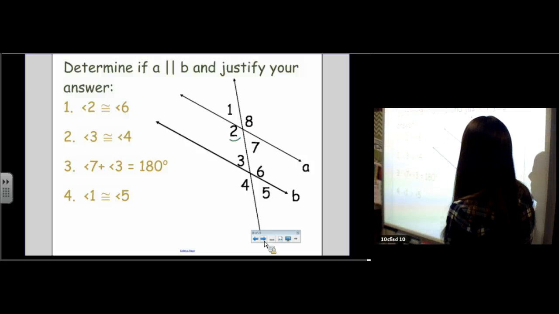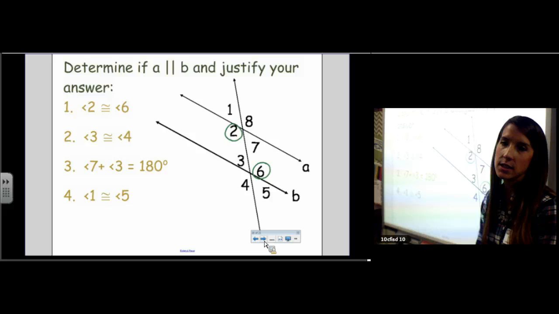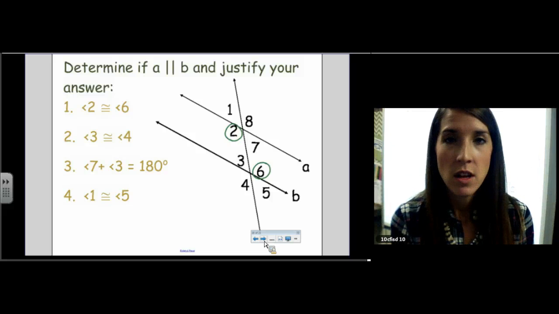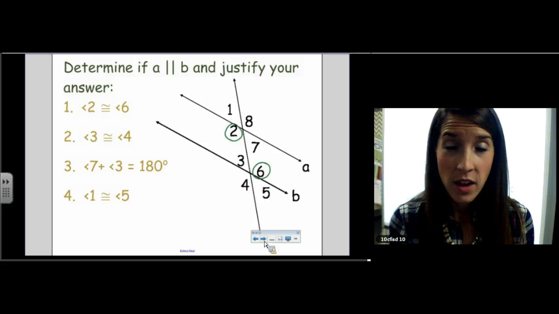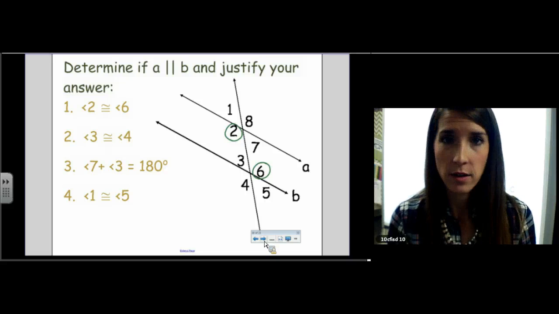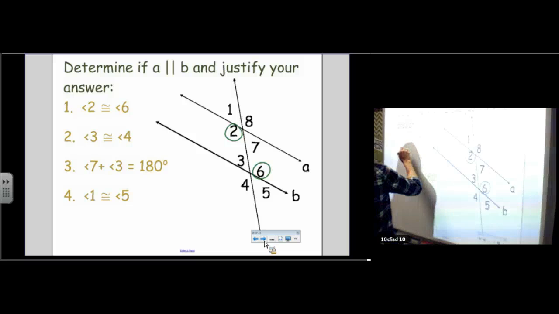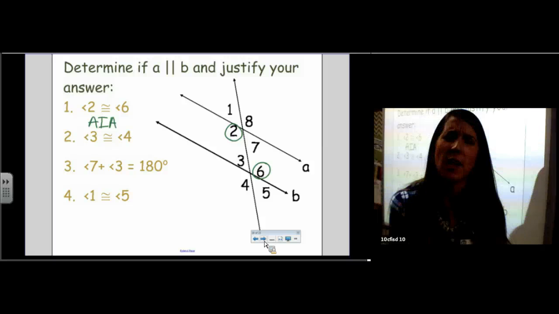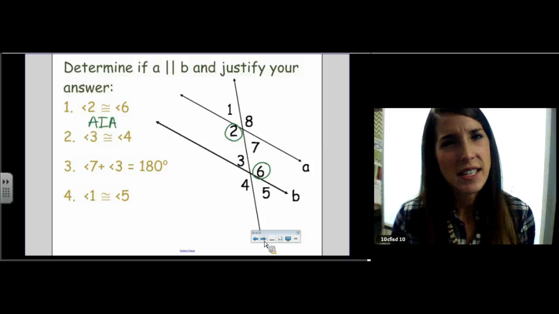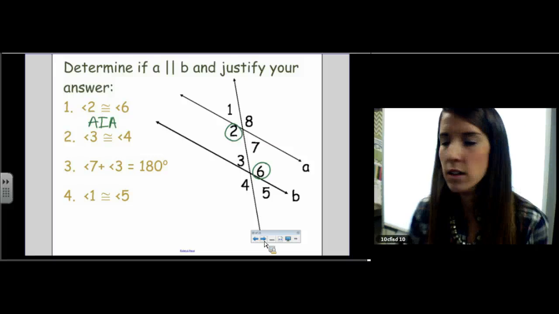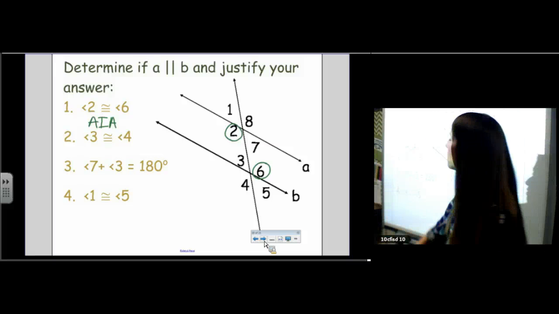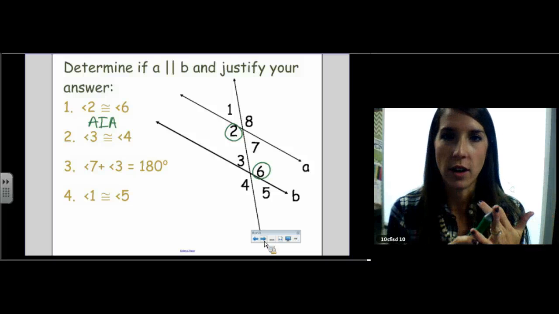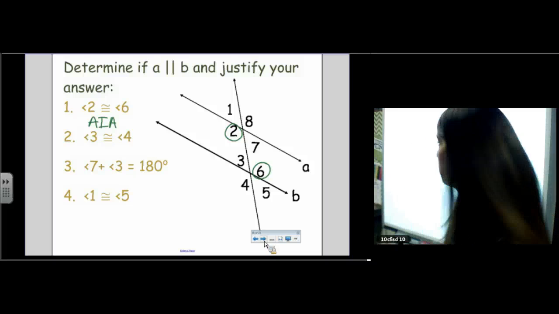Angle 2 is congruent to angle 6. The first thing you should do is write down the vocab word. Angle 2 and angle 6, vocab word. Alternate interior angles. Alternate interior angles, that doesn't start with an S. If it doesn't start with an S, then they're congruent. Angle 2 is congruent to angle 6. Are they doing what they're supposed to be doing? They're alternate interior and they're congruent. Ding, ding, ding. They're doing what they're supposed to be doing.